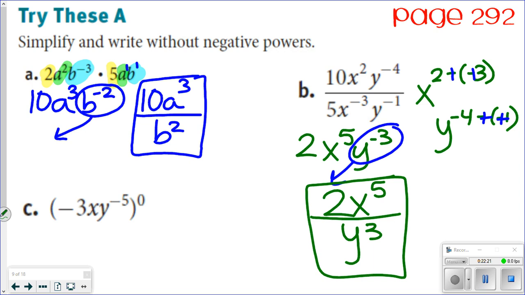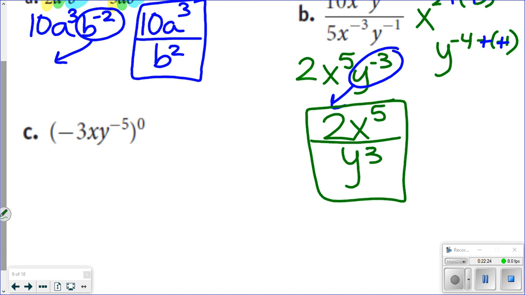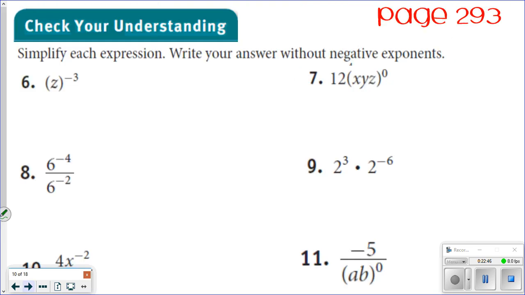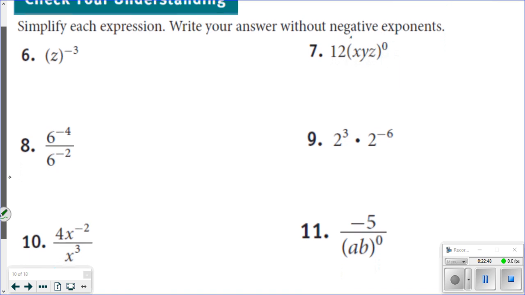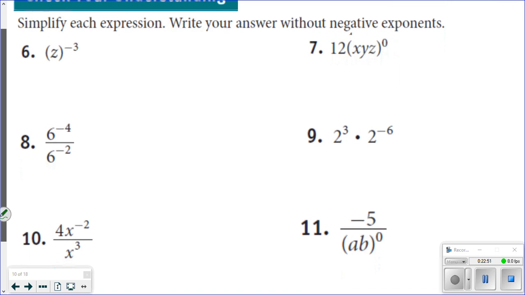And letter C, anything to the 0 power is 1. So that just simplifies to a 1. All right, go ahead and try questions 6 through 11. You can do it.